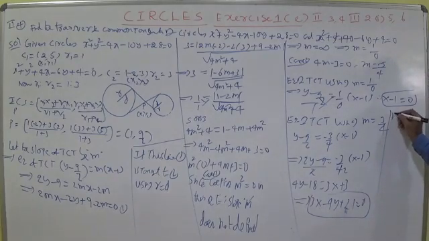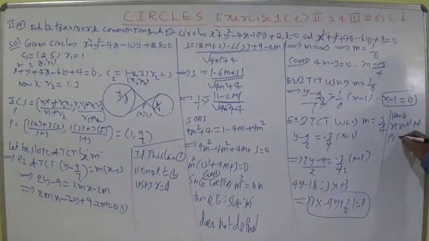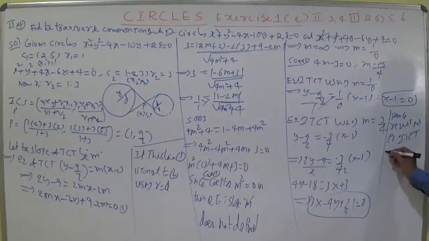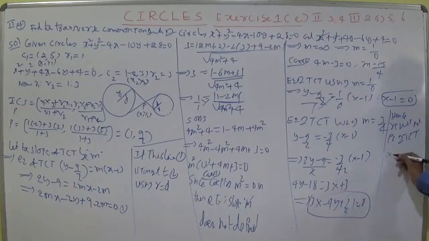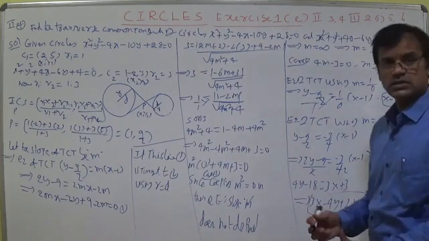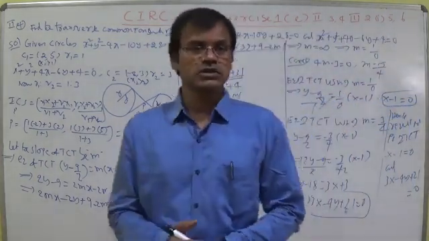At last we should write: hence the required equation of the transverse common tangents, directly I am writing, x minus 1 equal to 0 and 3x minus 4y plus 21 equal to 0. This is the most IMP question, 7 marks in IPE.